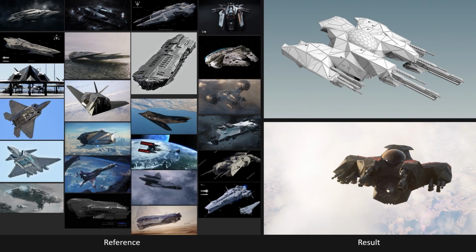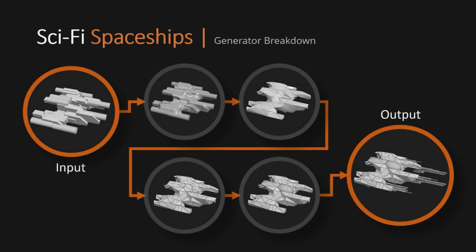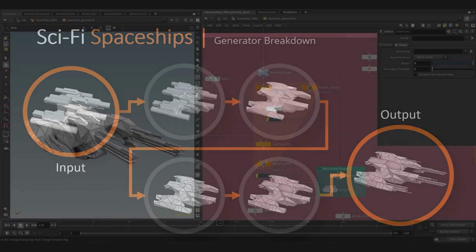As you can see in the reference and on the final model on the right, I went for that faceted look that we can see on some stealth aircraft, such as the F-117 Nighthawk, for example. And then of course I borrowed some features from various ships from both games and movies. Here you can see the basic breakdown of the ship design, starting with randomly generated shapes and progressing to the final form. We still have a few minutes, so let's quickly jump into Houdini and take a closer look.